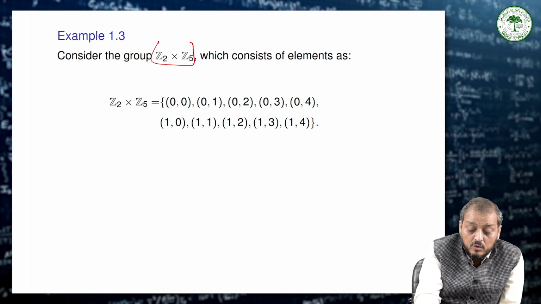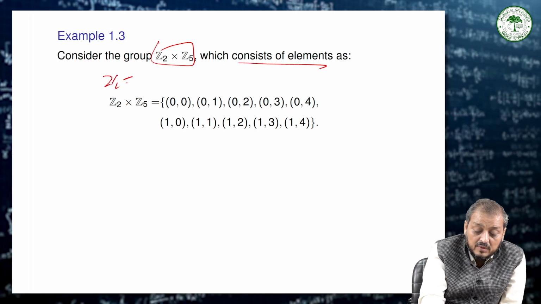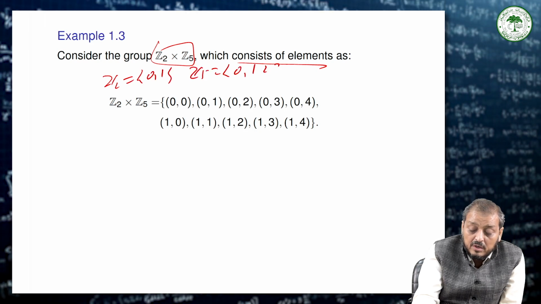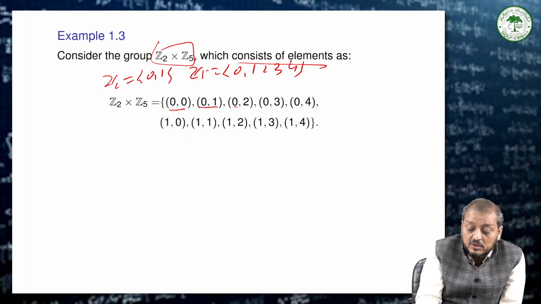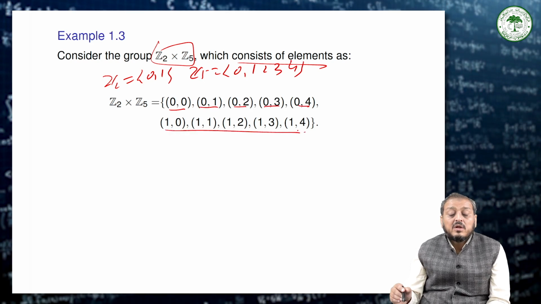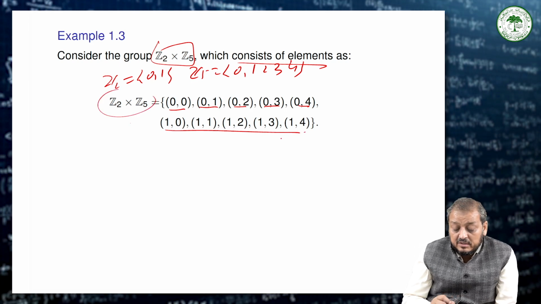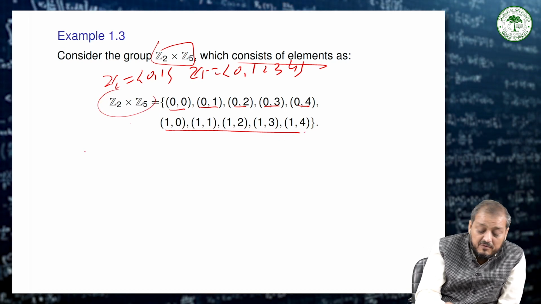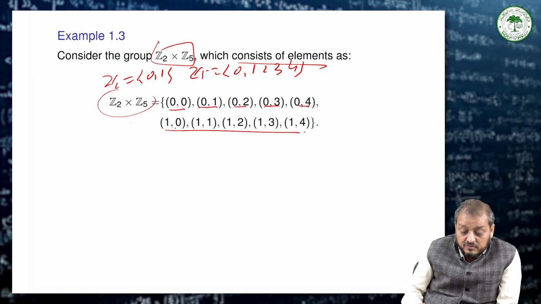Consider the group Z2 cross Z5. It consists of elements where in Z2 you have 0 and 1, and in Z5 you have 0, 1, 2, 3, 4. So this means the elements are 0 0, 0 1, 0 2, 0 3, 0 4, and similarly 1 0 and so on. These are the total elements of the group. Now if you want to check whether this is a group or not, you can also check it by the table.